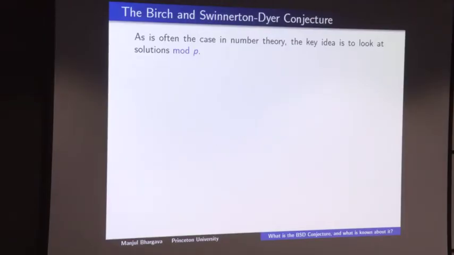Okay, so I've told you why the Birch and Swinnerton-Dyer conjecture is important, but I haven't told you what the conjecture is. So that's what I want to tell you next. As is often the case in number theory, and as you already mentioned in the case of the Hasse-Minkowski theorem, if you're looking at an equation, you can get a lot of information about whether the equation has solutions over the integers, over the whole numbers, by looking at solutions mod p. So you can reduce the equation mod p and see, does it have solutions mod p?